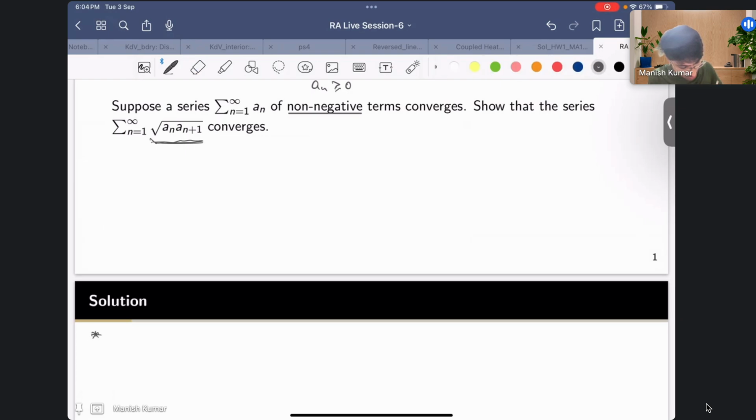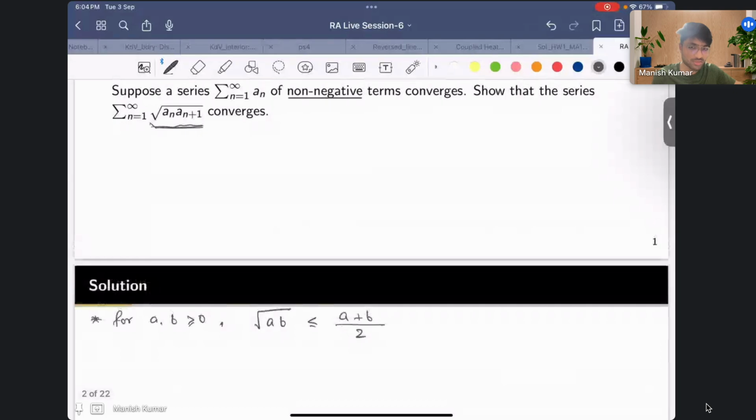Suppose, let me choose a, b positive. So for a, b greater than 0, root of ab is less than or equal to (a plus b) by 2. Have you seen this inequality? Yes, sir. Arithmetic mean is greater than the geometric mean. Correct, right. So do you know the proof? Although it's very obvious, there's nothing much to do. So this is the geometric mean and arithmetic mean relation.